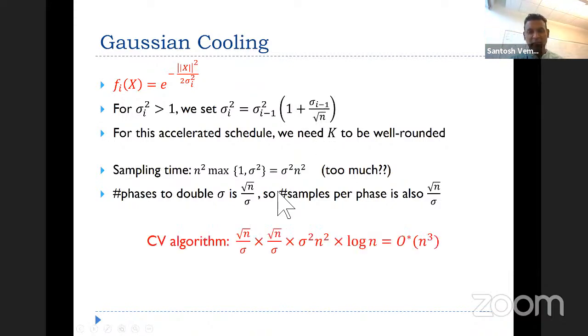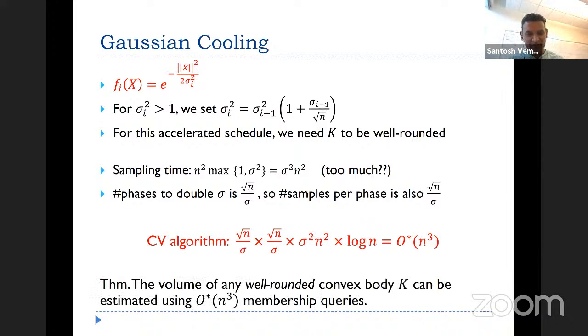Okay, good. And so the number of phases times number of samples per phase times sampling time, your sigma squares all cancel out and you end up with n cubed. So the volume algorithm here is n cubed, assuming that the convex body is well-rounded. So for a well-rounded body, you get n cubed volume. That was the theorem then.